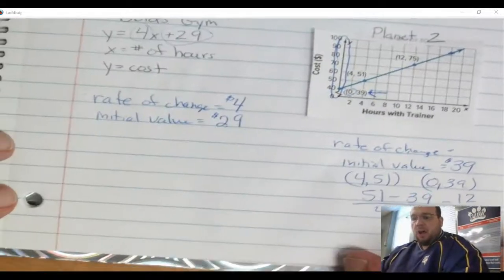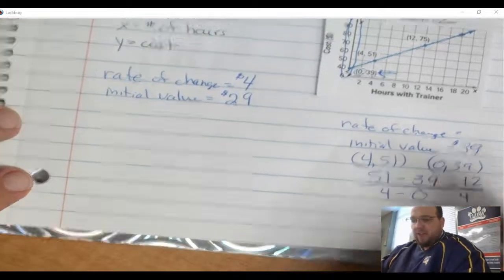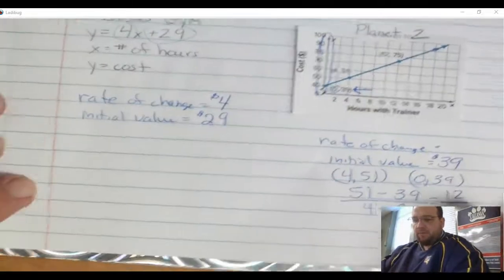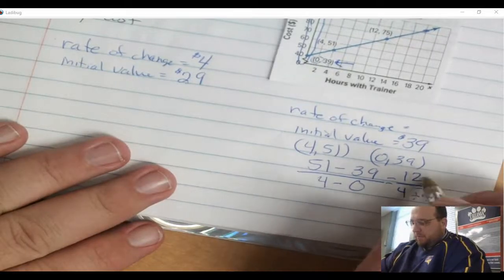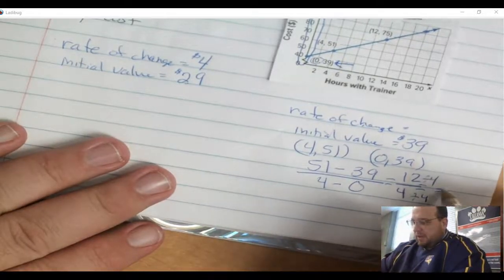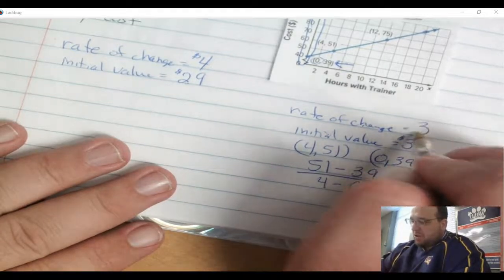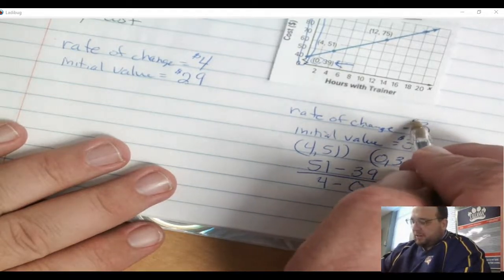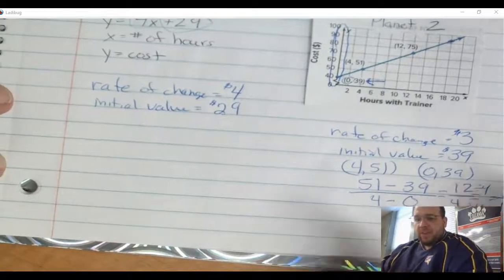And because I have 12 over 4, I don't have a unit rate. I need to find a unit rate. So to find that unit rate of 12 over 4, I'm going to have to divide each of those by 4 because 4 goes into both of those. And this is going to give me 3 over 1, which tells me my rate of change, or my unit rate, is $3. Okay?